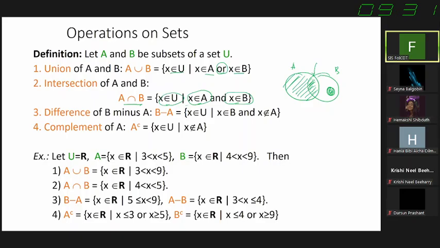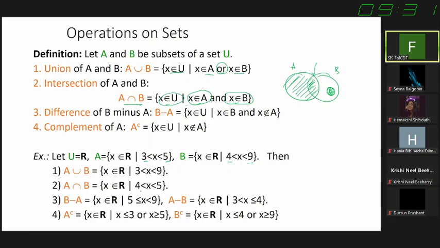So you have a little example. A is between 3 and 5. B is real numbers between 4 and 9. Since they are real numbers, we are using set builder notation to describe them. A union B would be everything between 3 and 9. So that's the union.